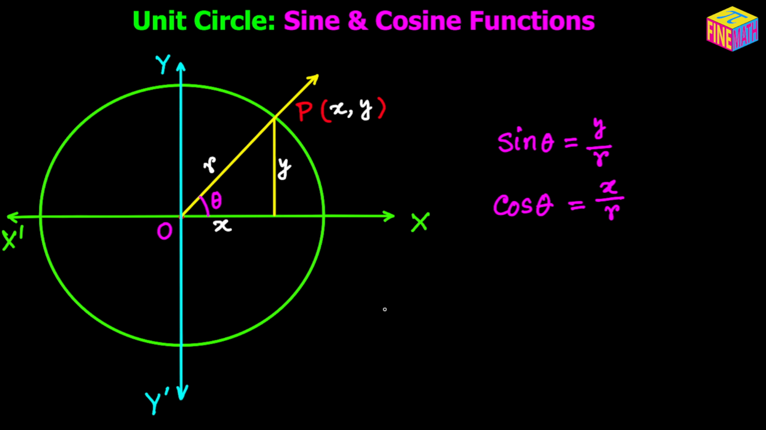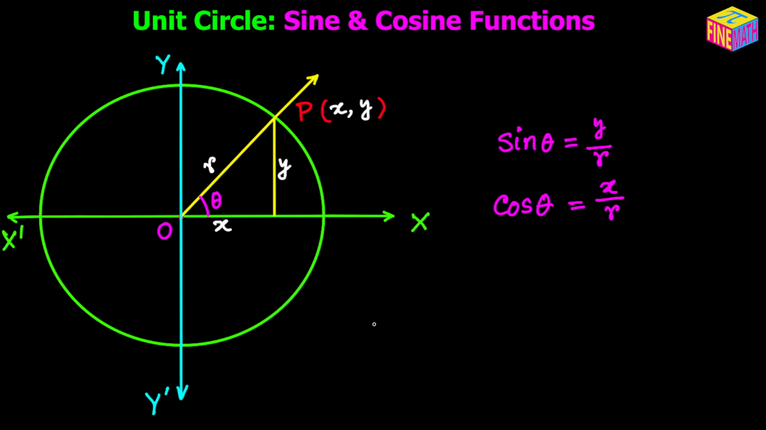Hi everyone, in this video we are going to discuss the concept of a unit circle and the definition of sine and cosine functions and what they mean. So let's get started. Suppose we have a circle drawn with the center at the origin on the Cartesian coordinate plane, and let's assume that the radius of this circle is r units.